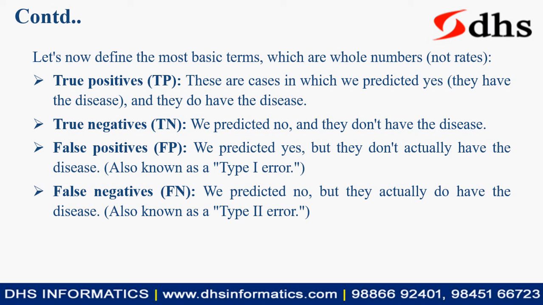So which is dangerous? We predicted no, but they actually do have the disease. I am telling one guy is not having COVID-19, but he is having COVID, which is very dangerous. So in this case, type 2 error is very dangerous. But with type 1 error, the person who is not really having the disease also goes for quarantine. Correct? Like that it will come.